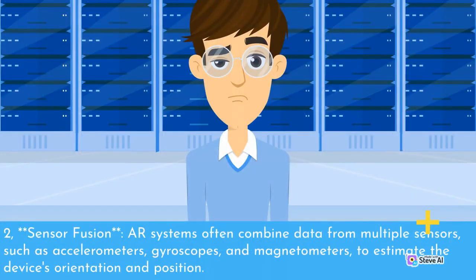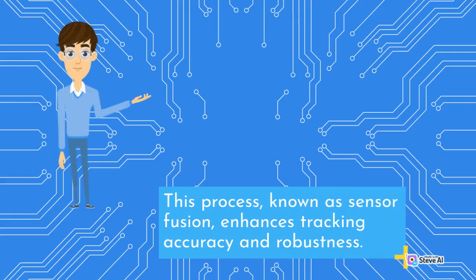2. Sensor fusion. AR systems often combine data from multiple sensors, such as accelerometers, gyroscopes, and magnetometers, to estimate the device's orientation and position. This process, known as sensor fusion, enhances tracking accuracy and robustness.